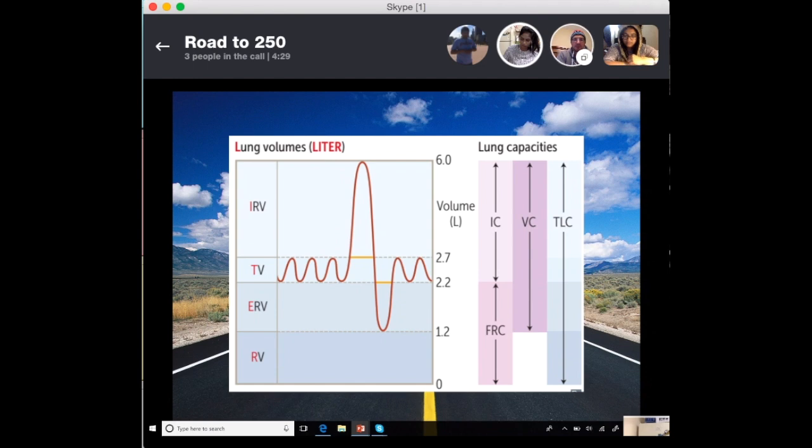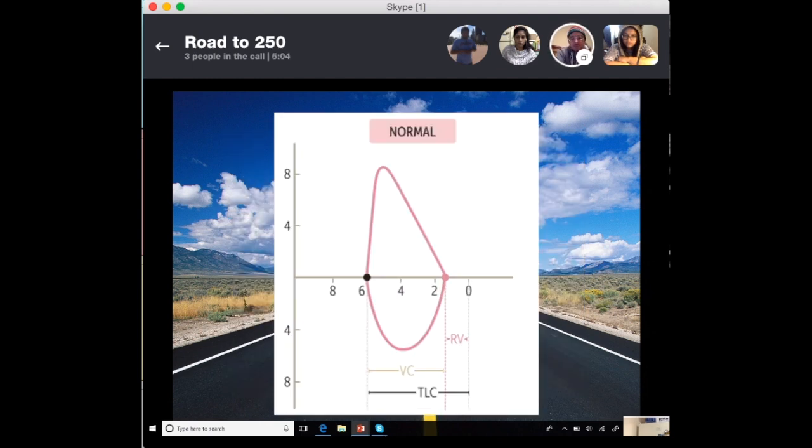Okay? So just to reiterate, a capacity is a combo of volumes, and a volume is just an independent portion of the lung volumes. So whenever you see a capacity, that means the combination of something. But normally, vital capacity, total lung capacity, and the residual volumes are the most important as far as interpreting PFT data.